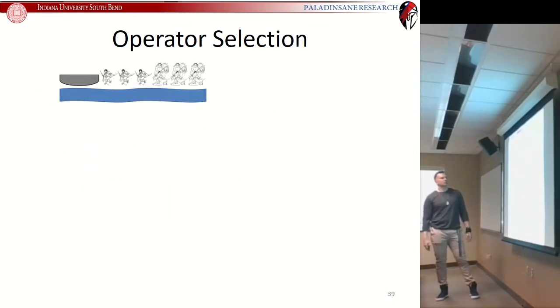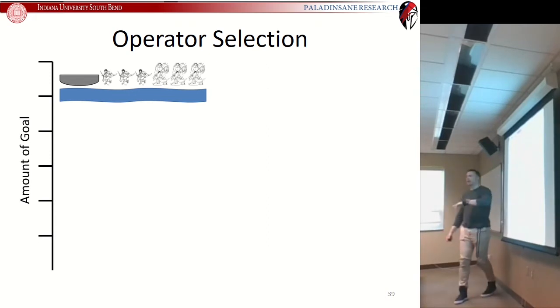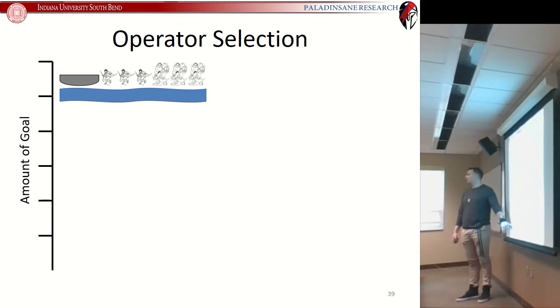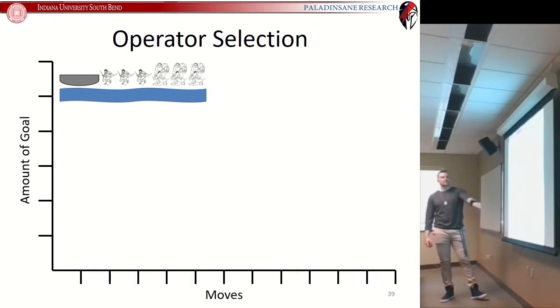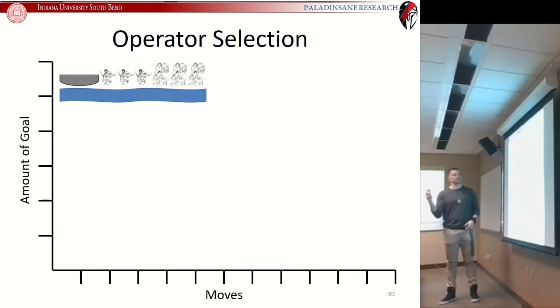So we have our initial state there. On the y-axis here we have the amount of goal, right? How much of the goal have we achieved? So in the initial state, we're at 0. We have 0 of the goal achieved. We want to get all 6 Hobbits and Orcs to the other side. Right now we've got 0. We're 0 out of 6. And on the x-axis, we're going to have the moves that we've done, right? So how many moves in are we towards solving this problem?